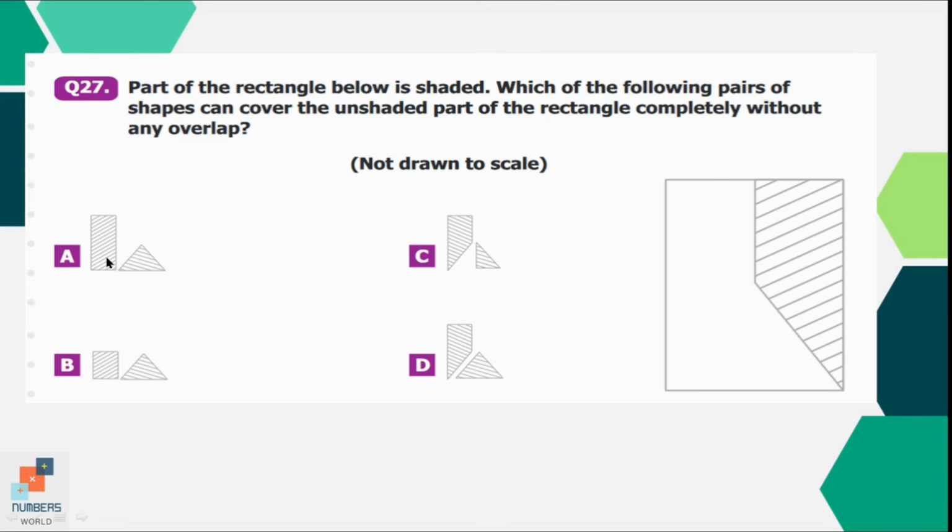So if we look at all our options, option A and B are not suitable because a rectangle will not fit with this type of triangle. In option C, with this right angle triangle, we need a rectangle, not a trapezium. So option C is also not right. The option D has the perfect pair of shapes that can cover the unshaded part of the rectangle without any overlap. So D is the correct option here.